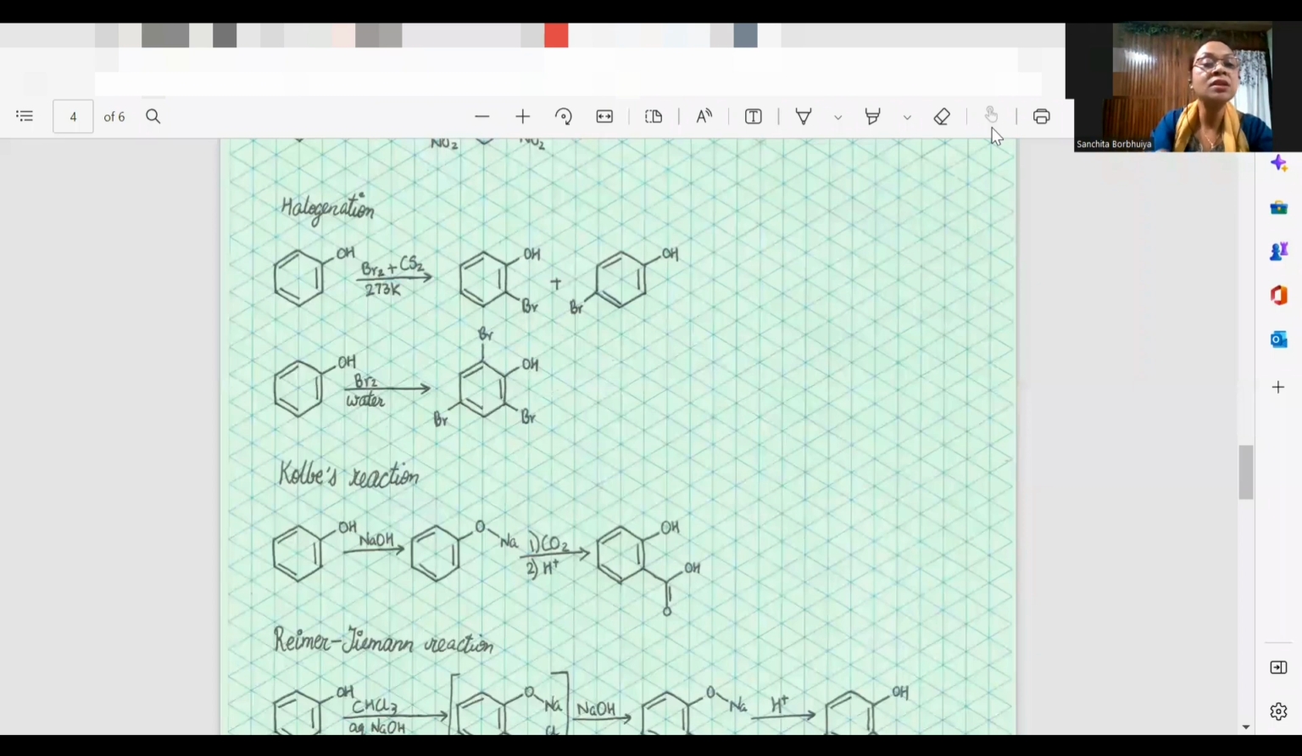In halogenation, here this halogenation is different from the halogenation that we have discussed before. Here the OH group is remaining. We are doing an electrophilic substitution reaction. We are not knocking out the OH group.